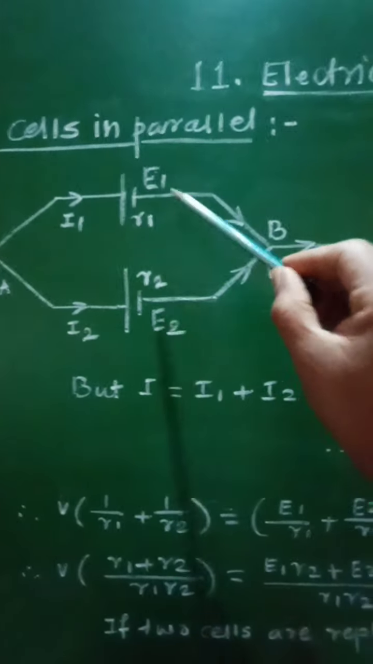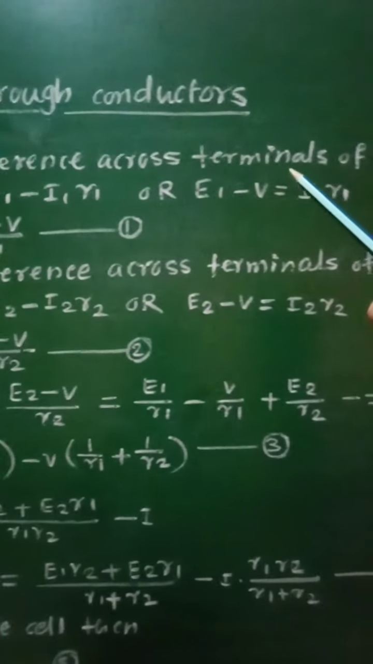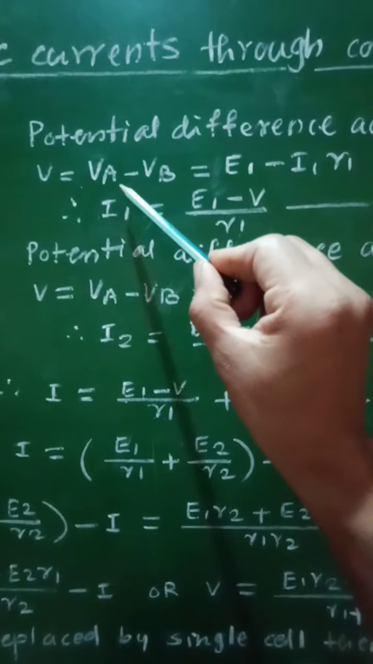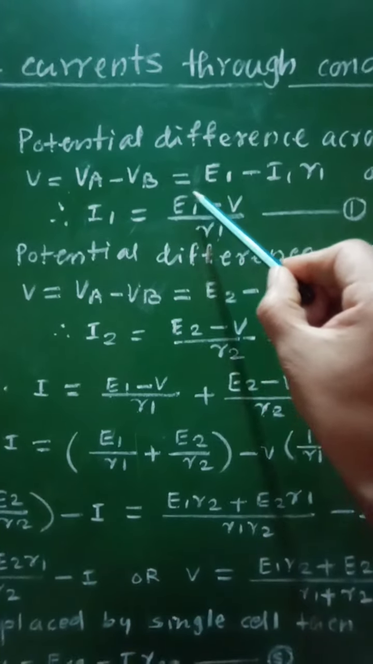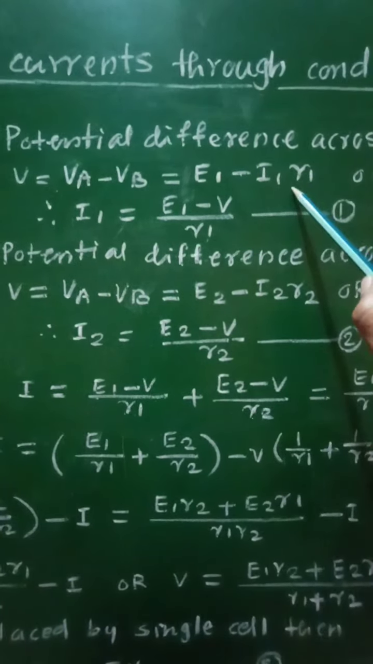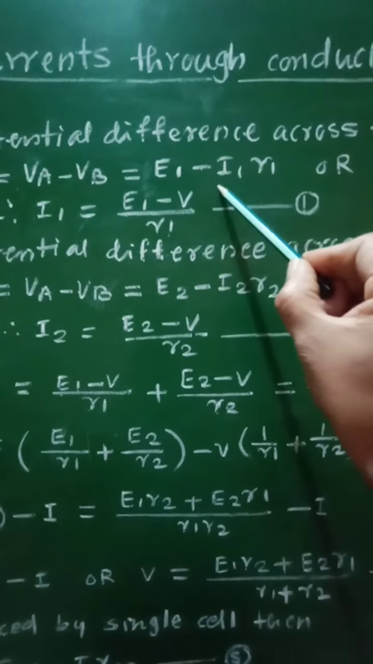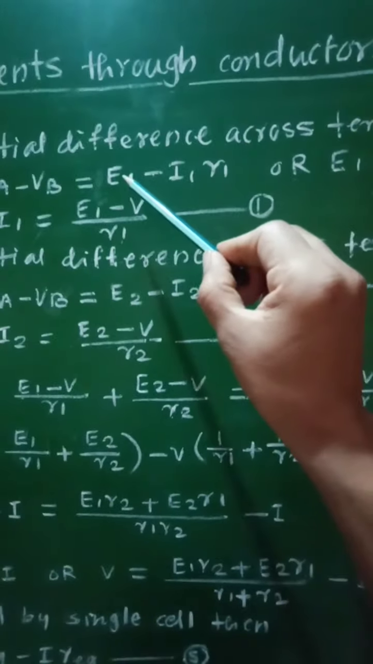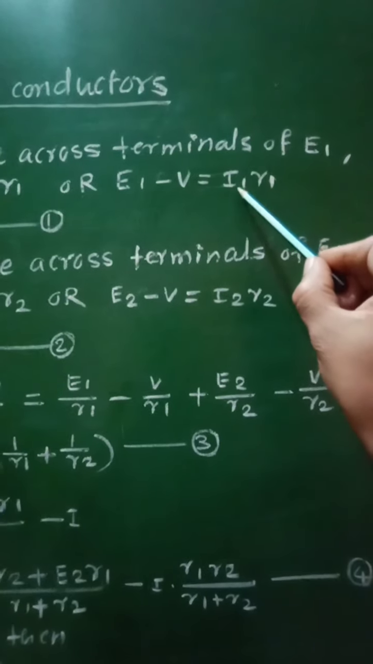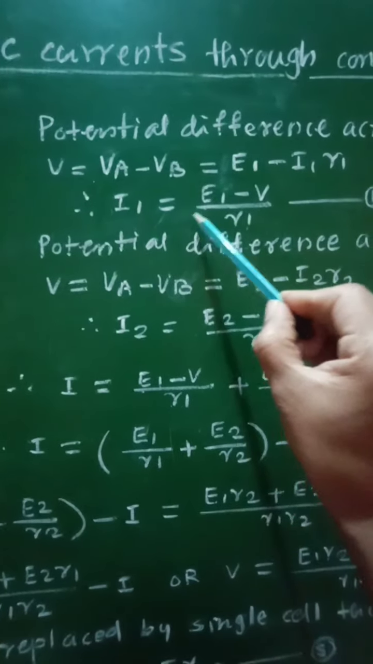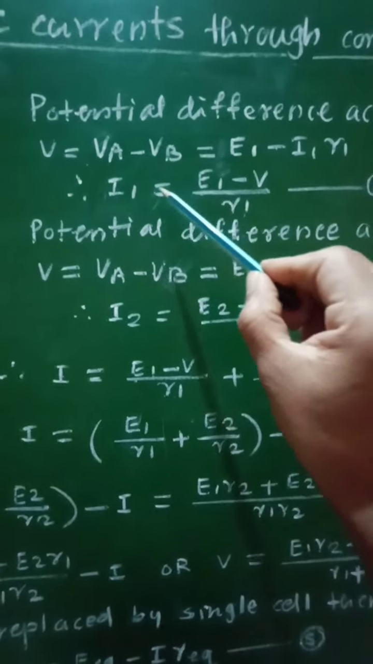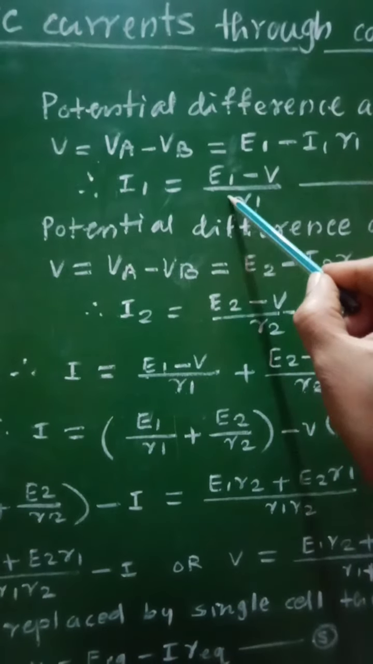if you consider this cell E1, then the potential difference across the terminals of the cell of EMF E1 will be given as phi equal to phi A minus phi B. That will be equal to E1 minus I1 R1. And therefore we can write phi equal to E1 minus I1 R1, or from this, E1 minus phi equal to I1 R1. From this equation, I1 will be determined as I1 equal to E1 minus phi upon R1, equation number 1. This equation gives the current flowing through the cell of EMF E1.